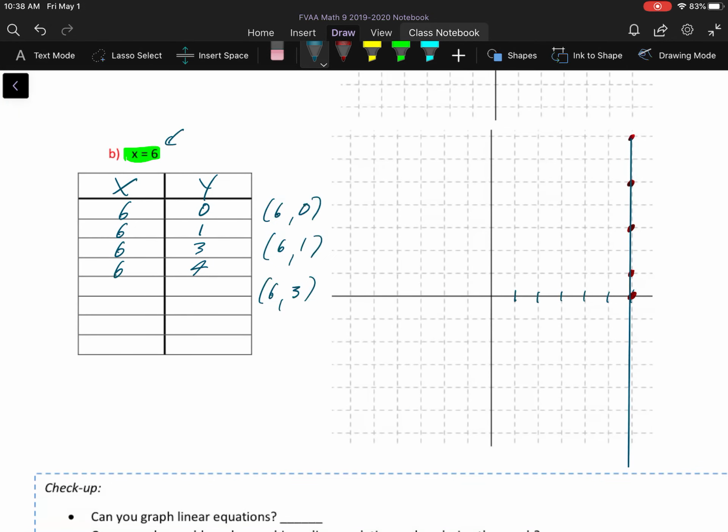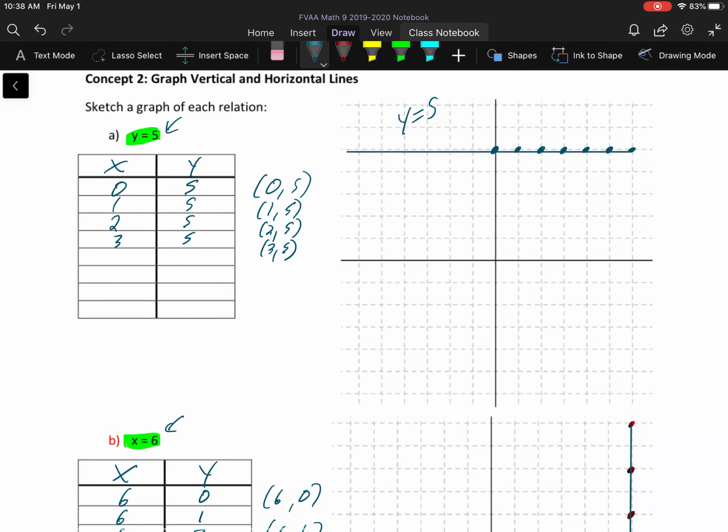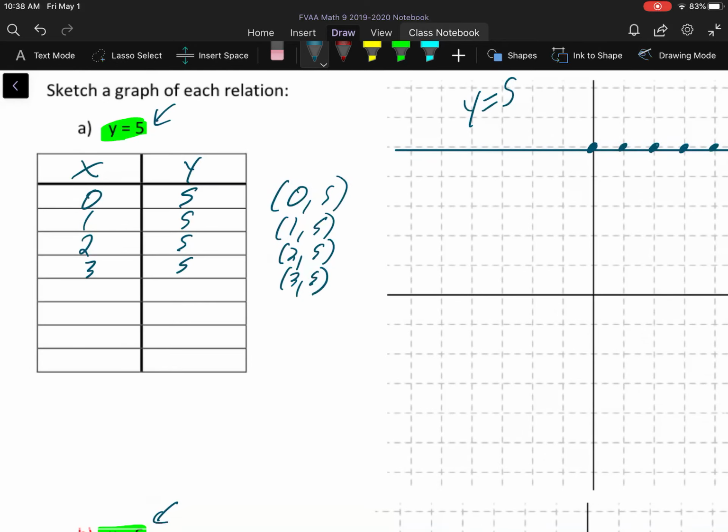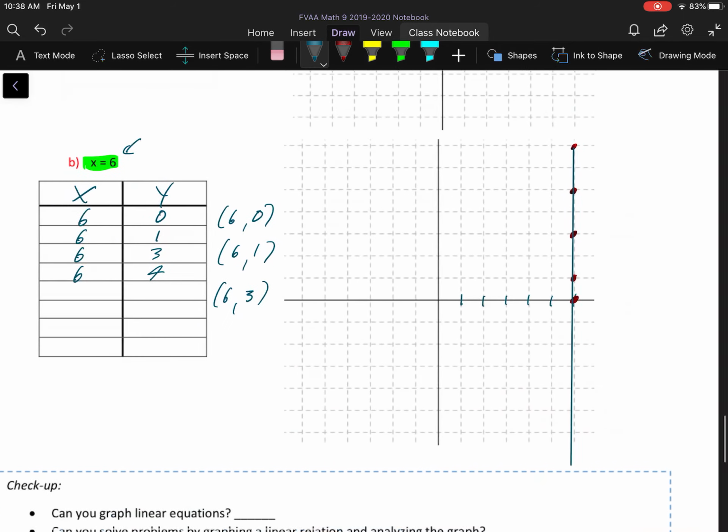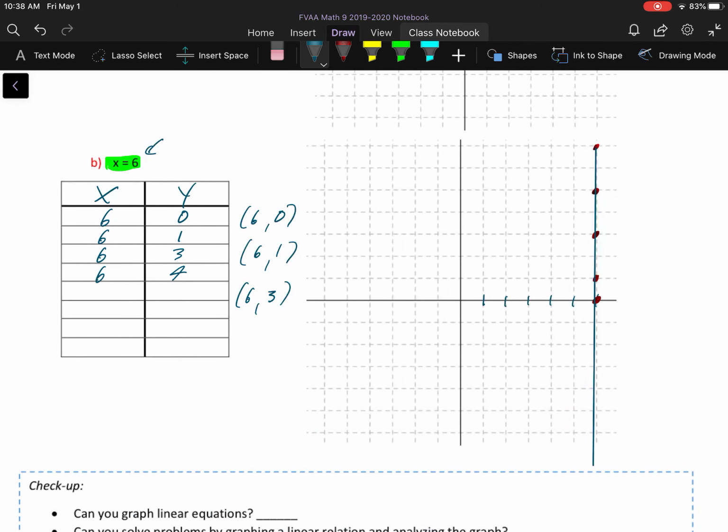All right, so these kinds of equations, they always trick students. Really just use your table of values. Y is equal to 5. No matter what x is, y is equal to 5. Same thing with this one, but opposite. Here, no matter what y is, x is always equal to 6. Okay, and so that would give you a vertical line.